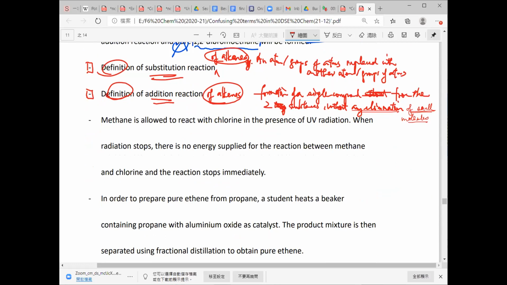Now, take a look at the other one. Wu Ga Long. Two or more molecules react to form a single larger molecule by breaking a carbon-carbon bond. Yes, that's right. Okay, you can use that for addition reaction. But I want to ask you guys about the next question now. The big thing: do you see the word in the triangle?